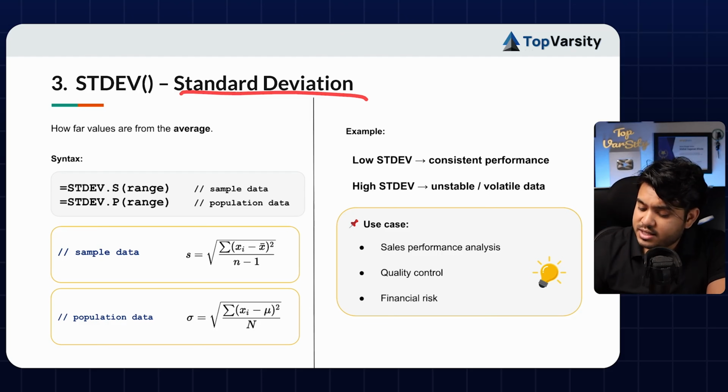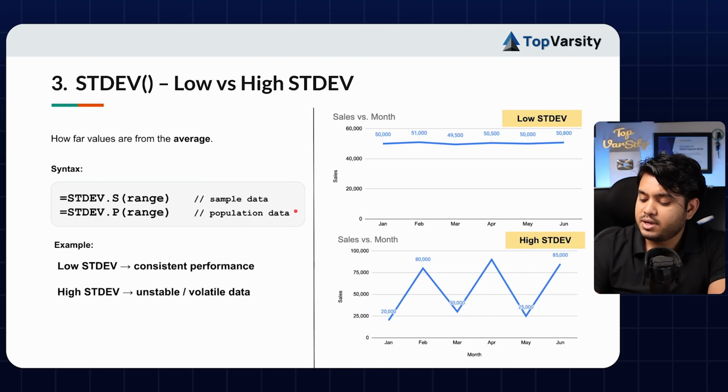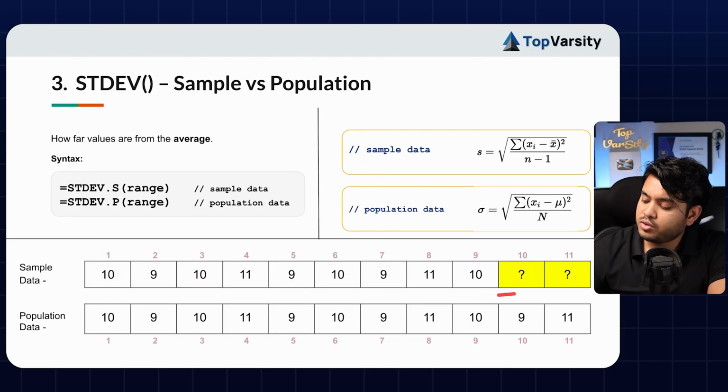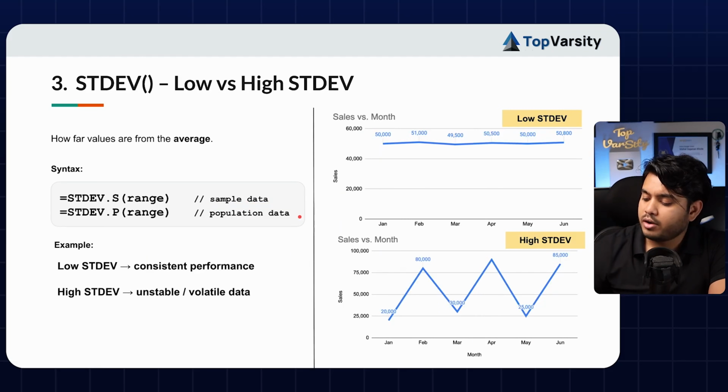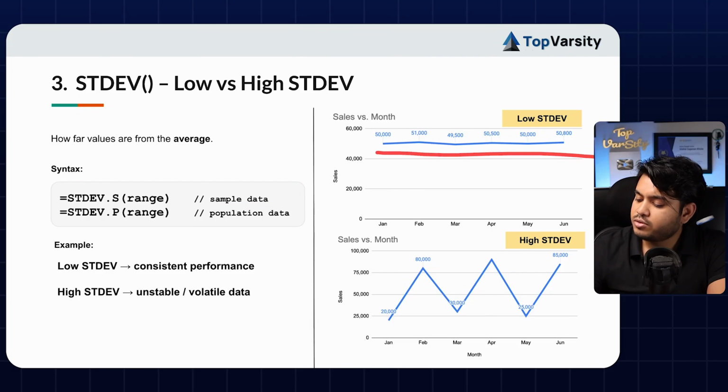Okay, and these are the two formulas. One is for sample data and one is for population data. You use sample data whenever you don't have complete data and you are assuming something. But when you have complete data, you will use the population data formula. This is the difference that you can see on the graph. This is low standard deviation, this is very high standard deviation.